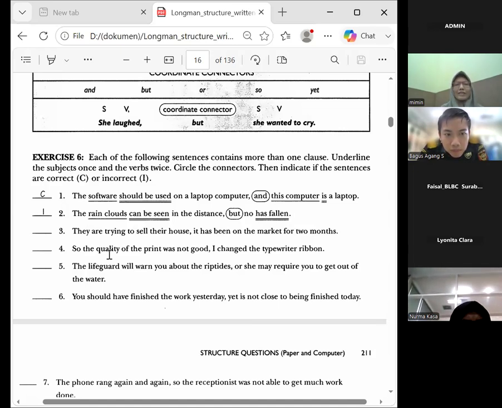But no it. What does it refer to then? Maybe they. The rain clouds can be seen. Rain clouds. Only the clouds, not the rain. But no has fallen. What has not fallen in this case? Rain. Exactly. So you just put rain. The rain clouds can be seen in the distance, but no rain has fallen.